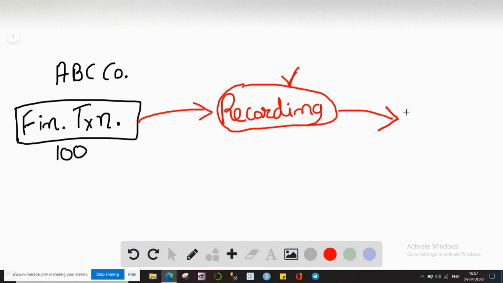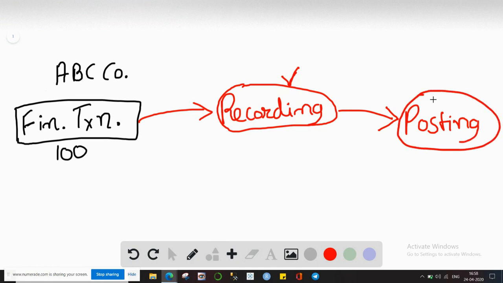Okay. Followed by that, we will post those transactions into ledgers. How do we post? When will we post? When not to post? These matters we will discuss later on when we face advanced problems. But as of now, this is a high level detail.